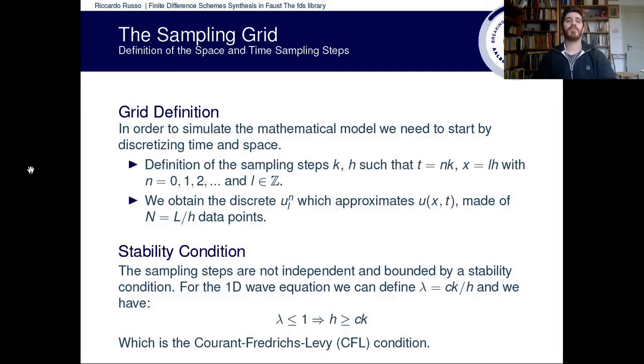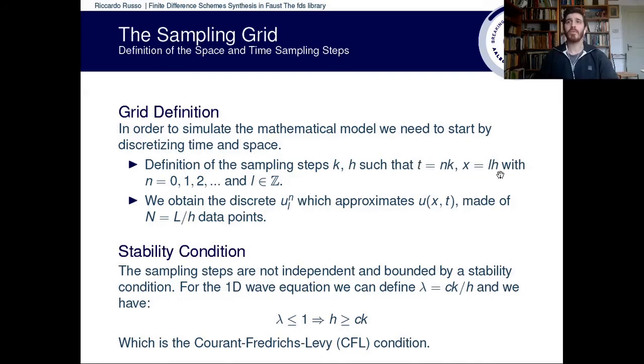So we have our mathematical model, and we said that the second step is to obtain the sampling grid. To do that, we need to first define two sampling steps, k and h, for time and space. These are just two numbers that define the space between the sampling points. Then we can move on the grid with the two integer indexes n and l.